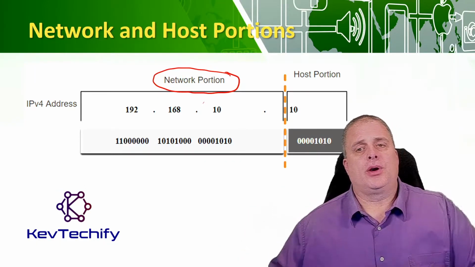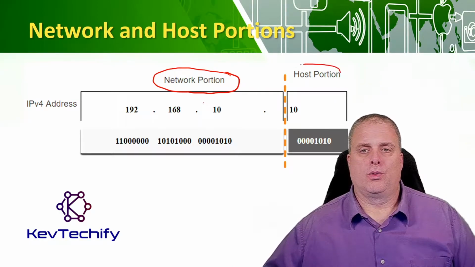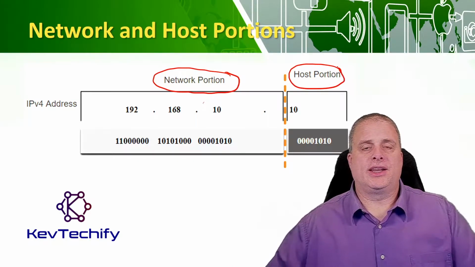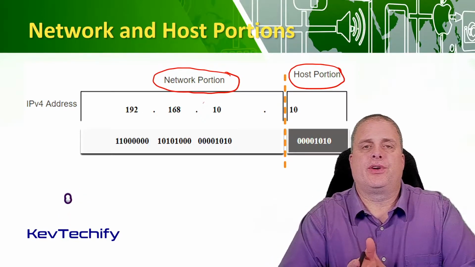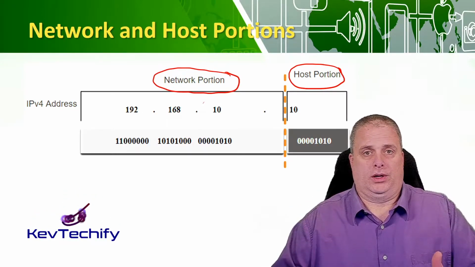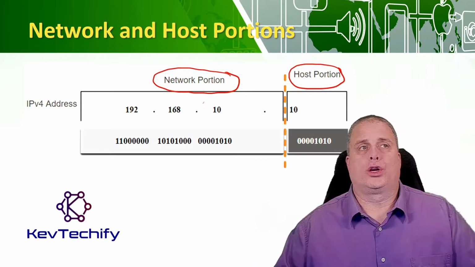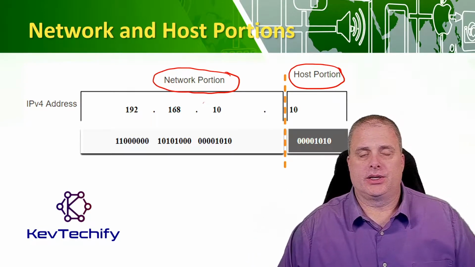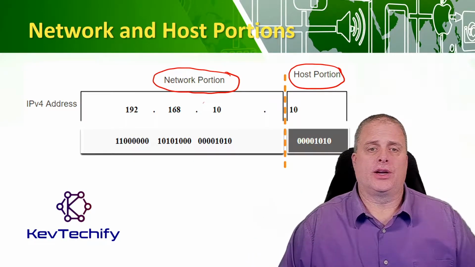Then the second part here is the host portion. When we look at the host portion, it identifies the individual device on that network. And so these two work together to get us our IPv4 address.